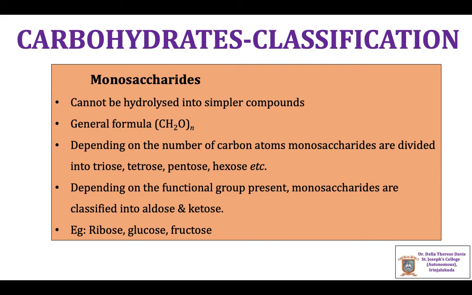Depending on the functional group present, monosaccharides are classified into aldose and ketose, where aldose contains the aldehyde functional group and ketose contains the keto functional group. Glucose is an example for aldose and fructose is an example for ketose. Ribose is a pentose as well as an aldose.